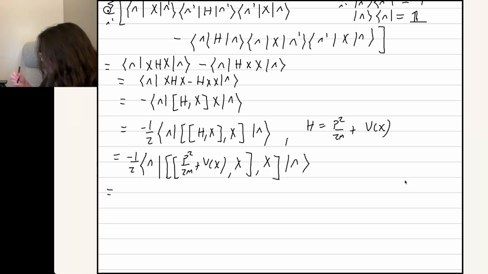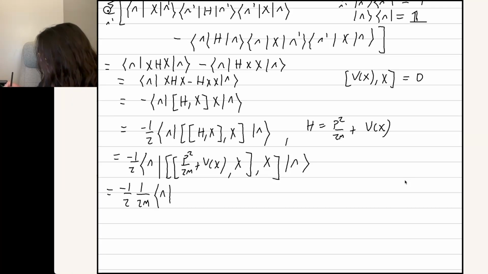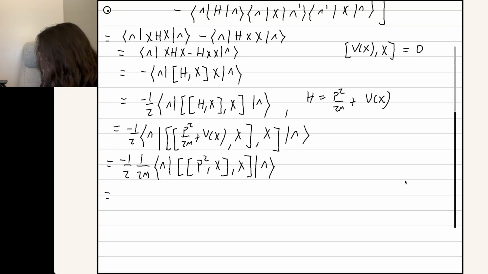But because V of x is going to commute with x, we're just going to go ahead and factor out a 1 over 2m, and instead just look at the commutator of the commutator of p squared with x with x. So simplifying the prefactor a bit, minus 1 over 4m, we can expand the commutator of the commutator.